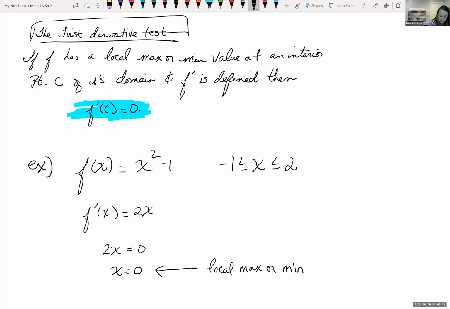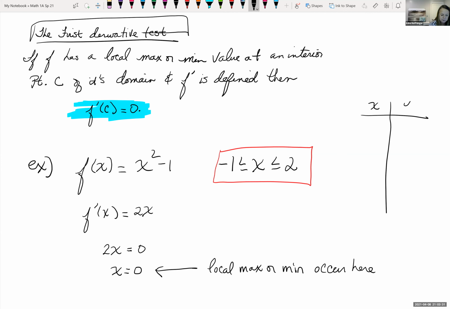Occur here. But because we've limited our domain and it's on a closed interval, it's possible that the absolute value occurs there. So really what you have to do is plug in the endpoints of your inequality. So -1. We want to plug in any value which made our derivative equal 0. So 0. And the other endpoint of our interval was 2.